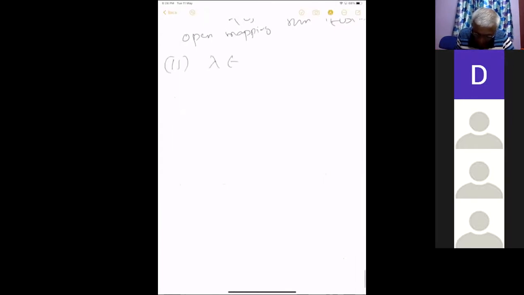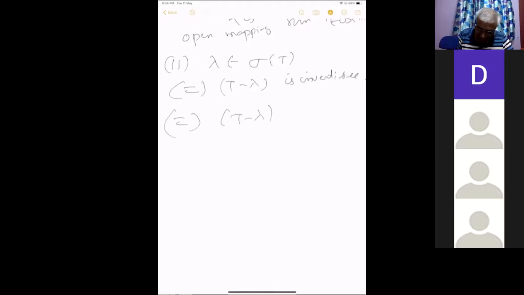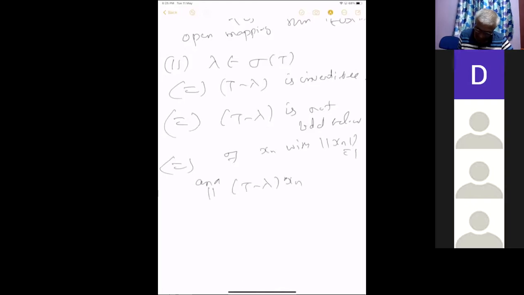So lambda is in the spectrum of T. That is the same as saying T minus lambda is not invertible. This is equivalent to saying T minus lambda is not bounded below. Not bounded below means what? There exists x_n with norm x_n equal to 1 and norm of (T minus lambda) x_n less than 1 by n.